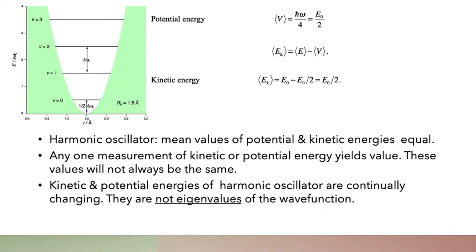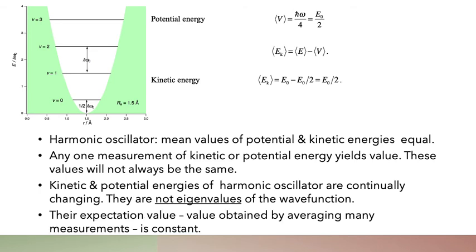The kinetic energy and the potential energy are constantly changing, but that's because they are not eigenvalues of the system. The total energy is constant. The kinetic energy and potential energy aren't, but their expectation value, their mean value, is always the same. The mean value is always half the total energy, right? But instantaneously, kinetic energy or potential energy, they are constantly changing and constantly giving us different values.